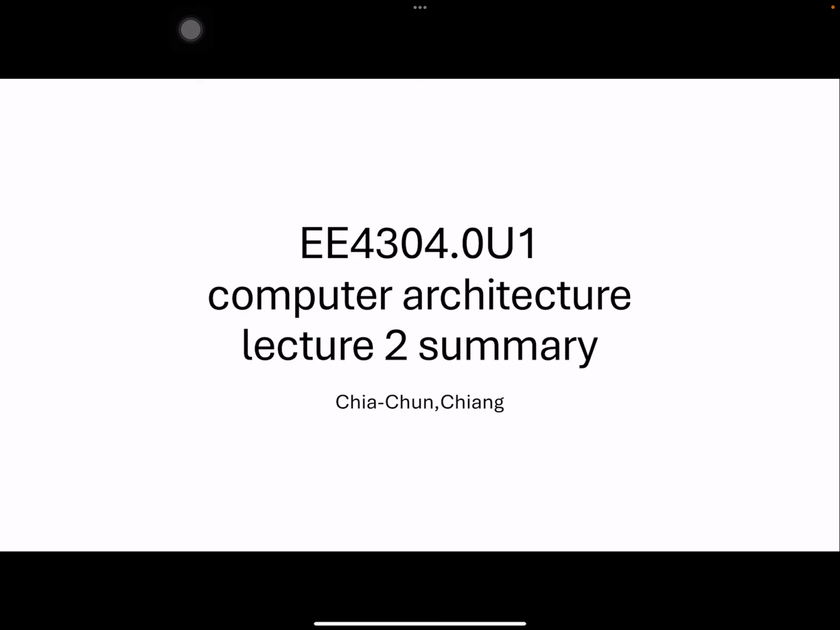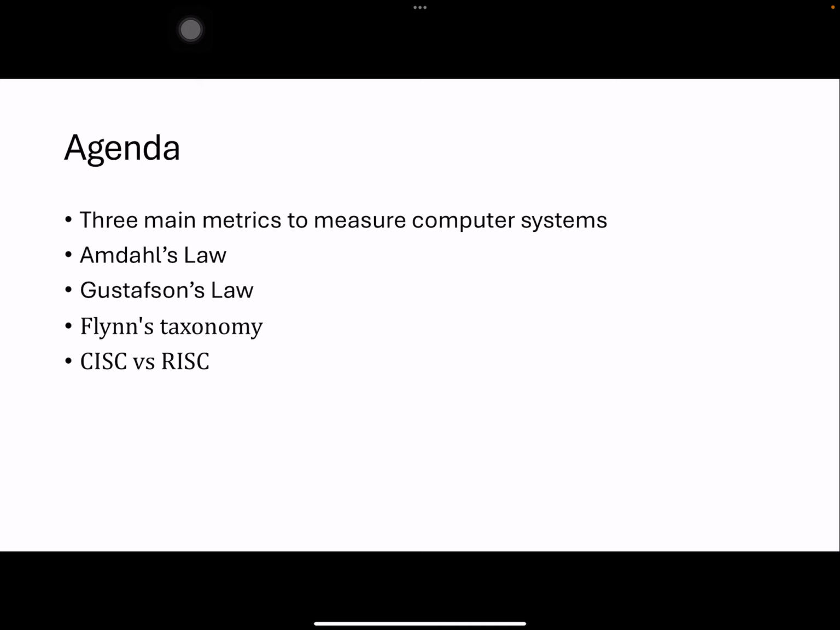The topic is Lecture 2 Summary, and I am the presenter, Jiajun Jiang. And here's the agenda. I will start with the three main metrics to measure computer systems, which is cost, performance, and power. And then is Amdahl's law, Gustafson's law, Flynn taxonomy, and the last one is CISC versus RISC.